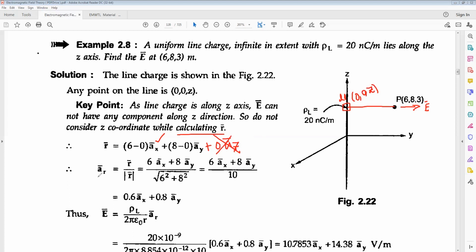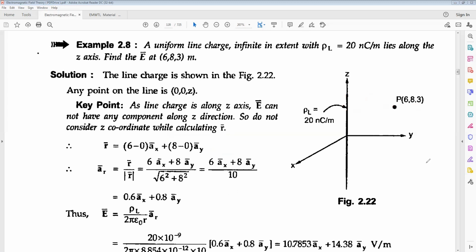Okay. And AR bar is the vector value, 6 AX bar plus 8 AY bar under root of 6 square plus 8 square. You get the 10. And 6 square is 36 and 64, under root of 100. 100 is a 10 value. 6 by 10 is 0.6 and 8 by 10 is 0.8.